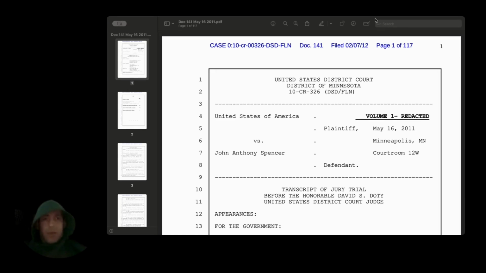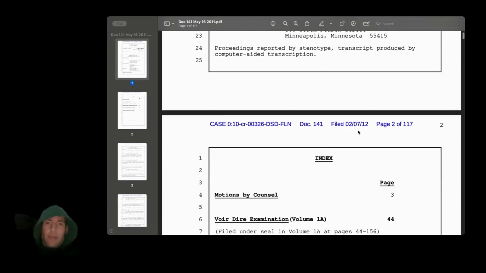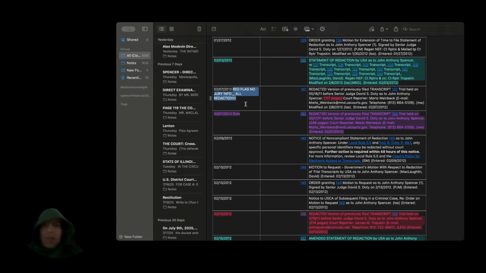Now think about it here as we look at this. Why would this be? Volume 1, redacted, May 16th, David McGlaughlin. Voir dire examination, Volume 1A, 44, filed under seal. In Volume 1A at pages 44 to 156, 112 pages that we're not allowed to see. And I'm saying that this is an unconstitutional jury. All redacted, everything. It's all top secret.